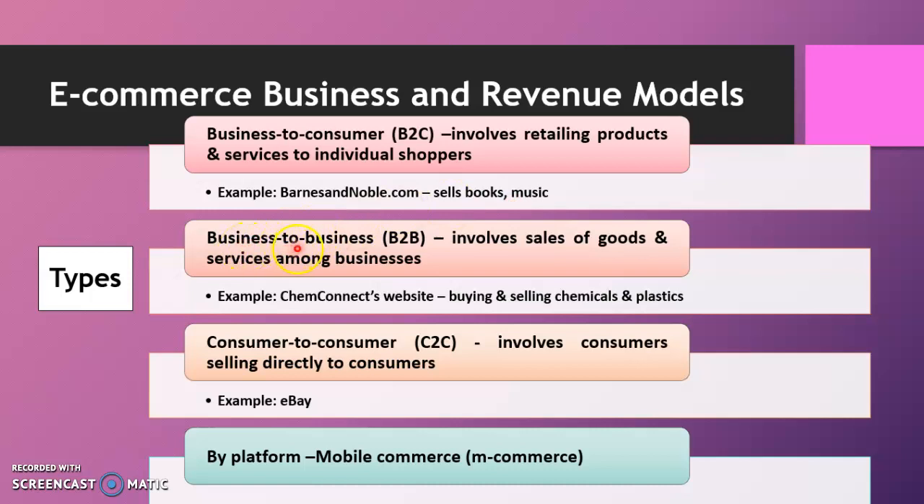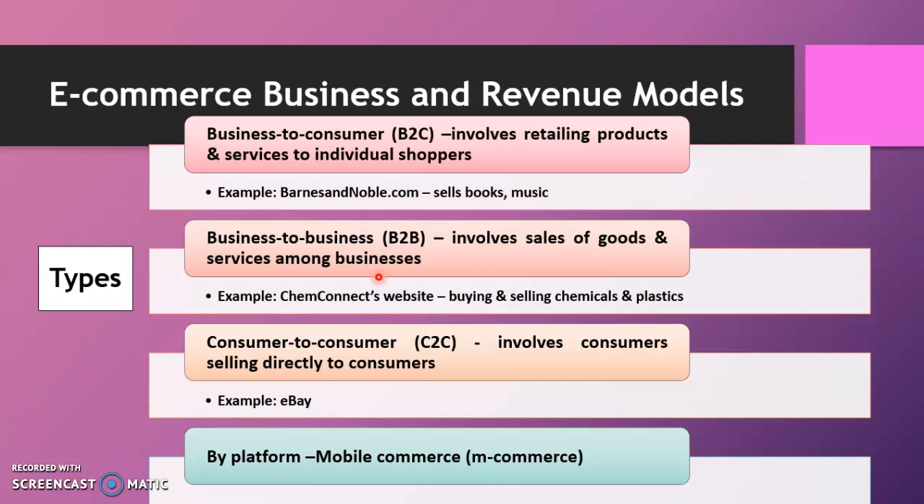Number two is business to business. Business to business, or B2B, involves sales of goods and services among businesses. For example, company A wants to buy something from company B. So it is between companies that have the business itself.